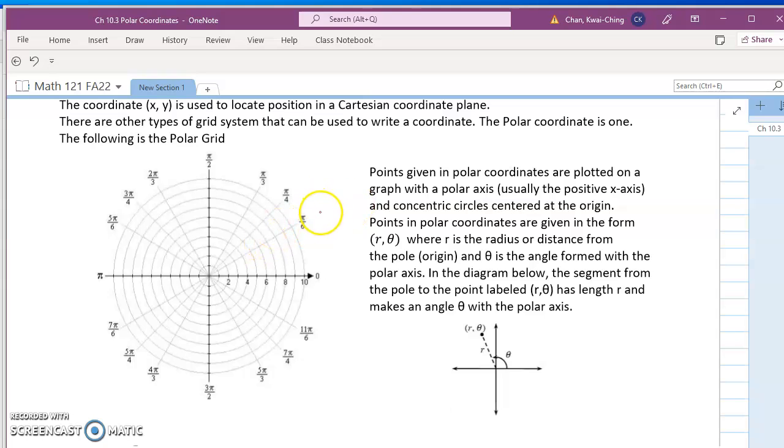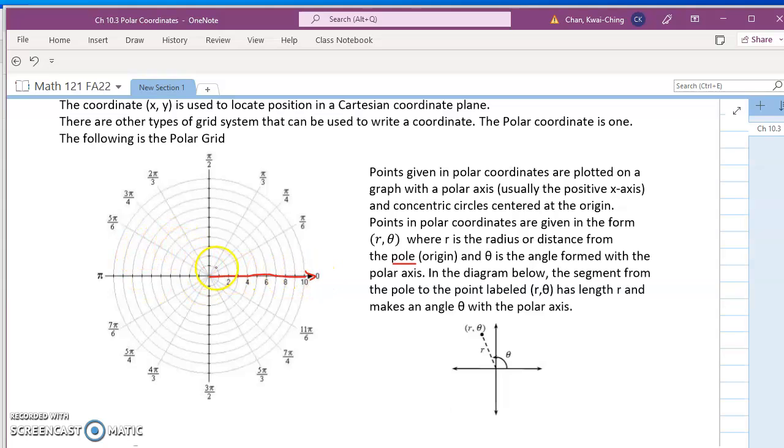So how do I read this coordinate? This coordinate doesn't have rectangles. It still has the x-axis and y-axis, but we don't use them. We use two things. One is the pole, which is the origin, 0, 0. The other is called the polar axis, which is the positive x-axis here. We don't care about the negative side. All we want to know is this is the pole and this is the polar axis.